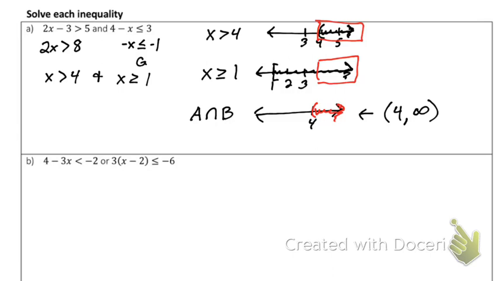Either actually physically graph them, or picture them in your head. I'm not going to make you graph all of them. In fact, this one isn't that hard. This has to be bigger than 4. This has to be bigger than or equal to 1. Where they overlap, just that x is bigger than 4.